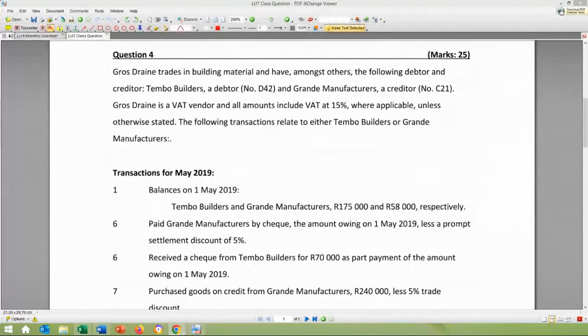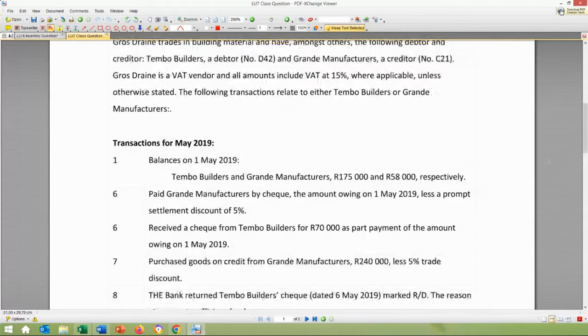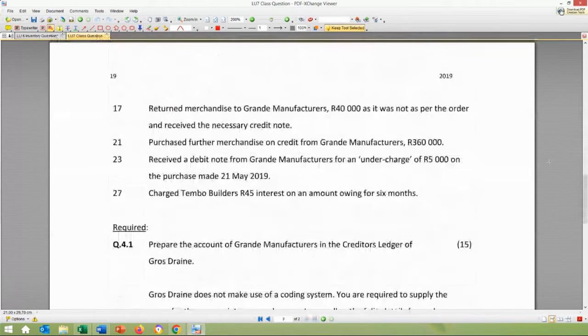Welcome back, everyone. So in this session, we are going to work through question 4, which specifically looked at your debtors and creditors. So the first thing we're going to do is look at what you are required to do before we even read the further information.